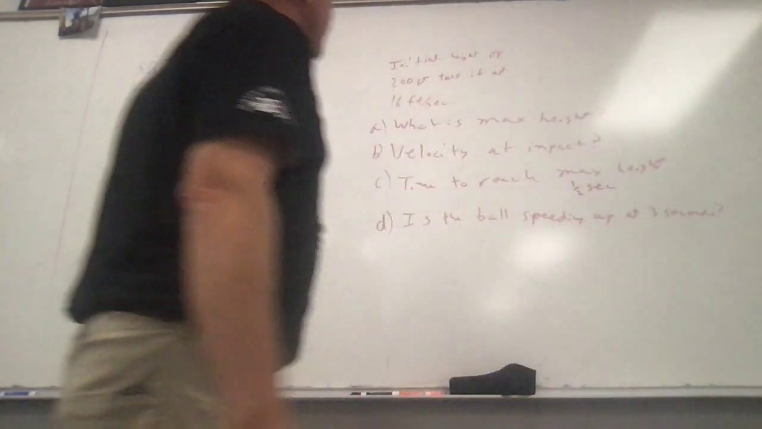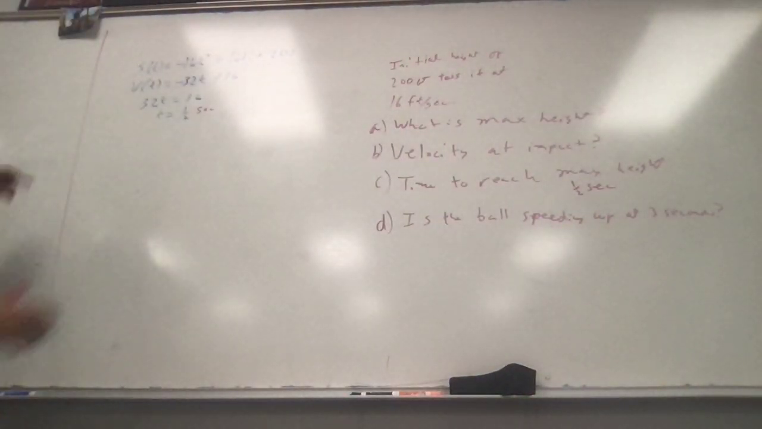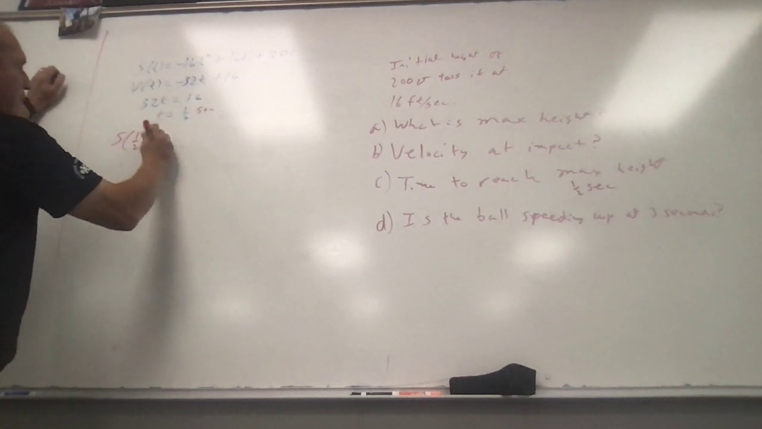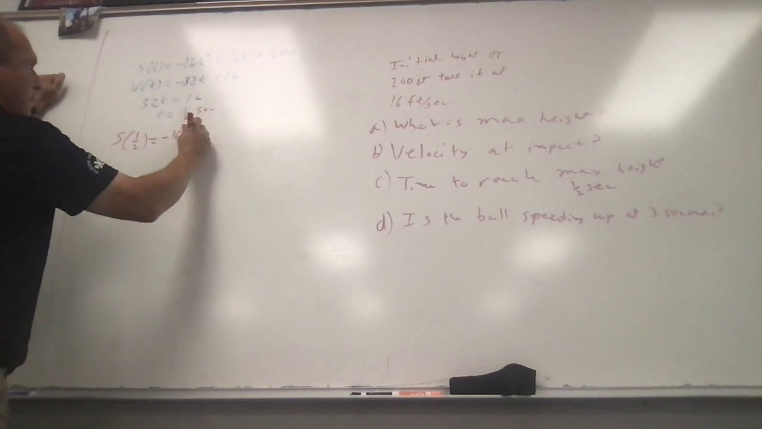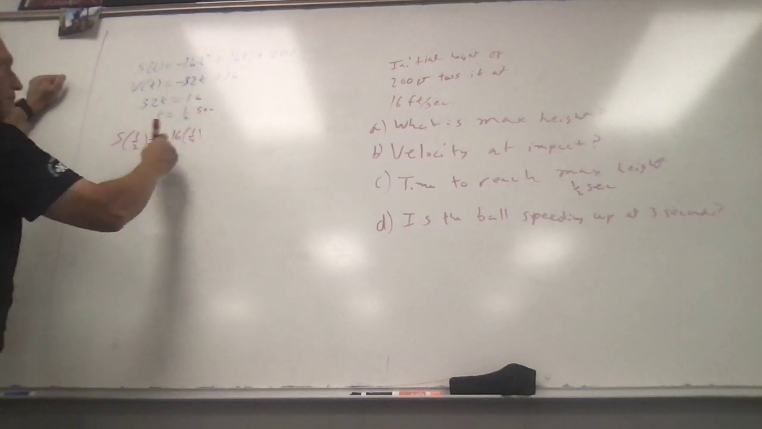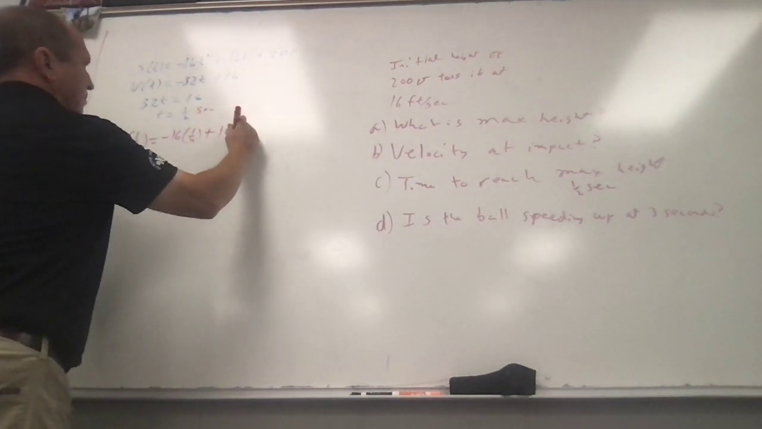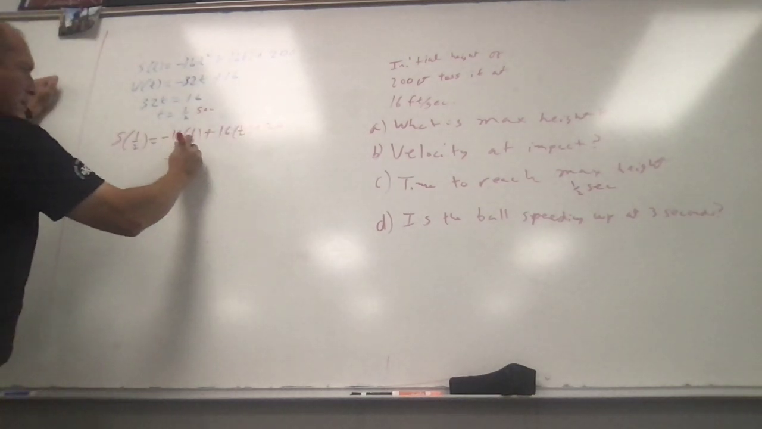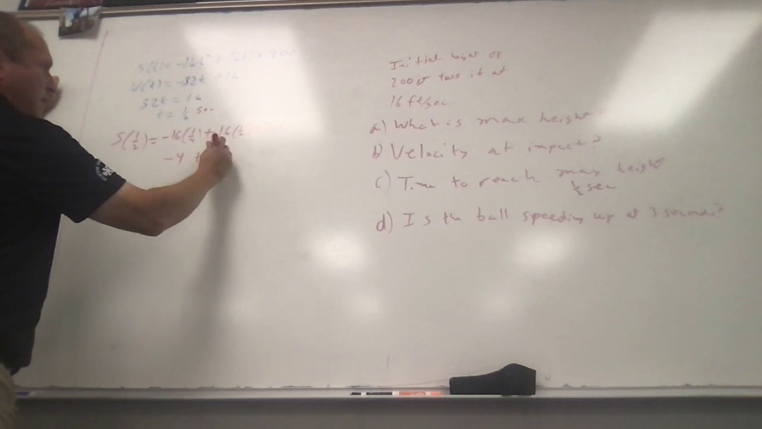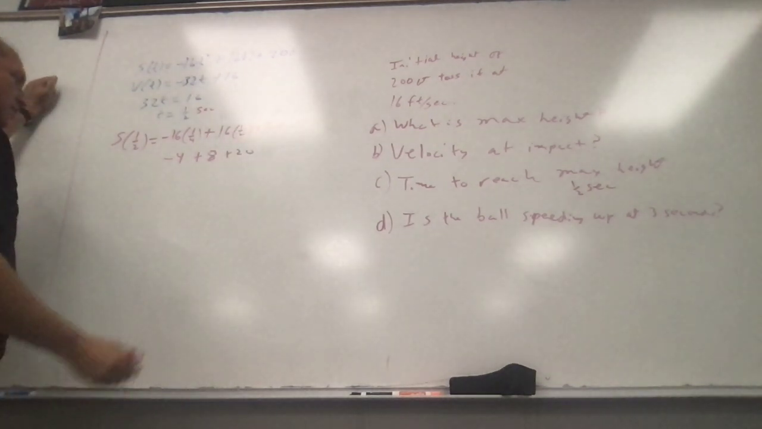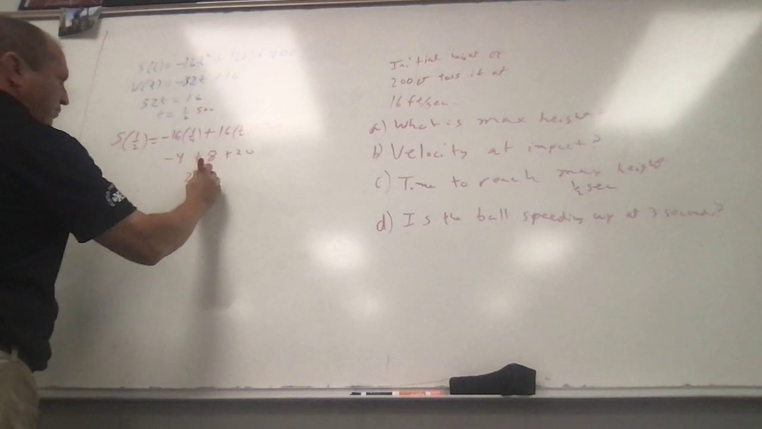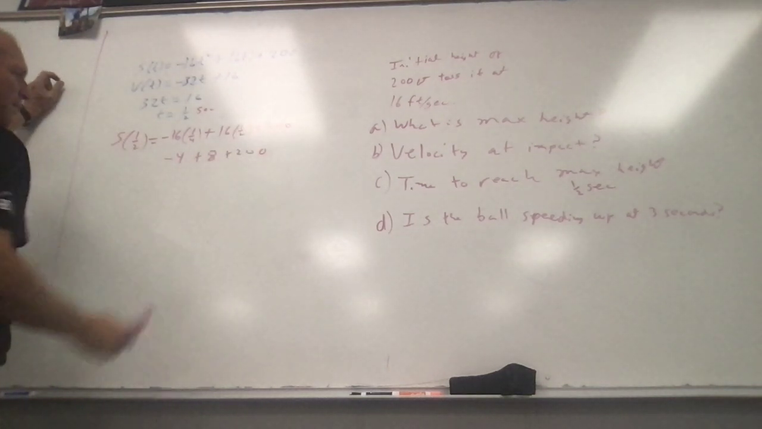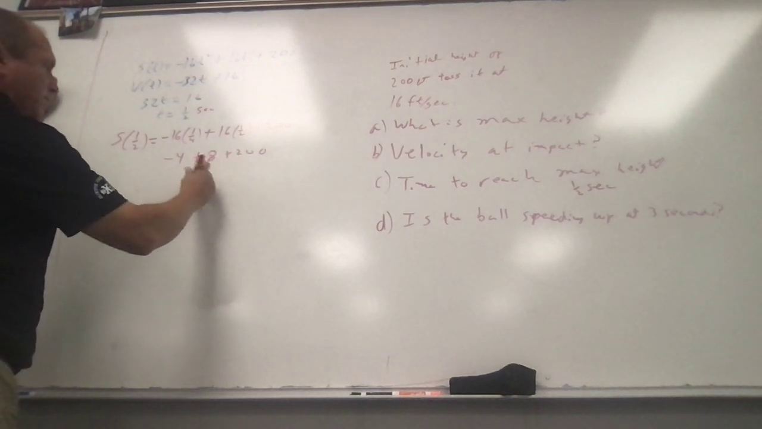All right, what is the maximum height? Well, we need to know the position at 1/2 second, right? So it's S of 1/2 equals negative 16 times 1/4 plus 16 times 1/2 plus 200. So it's negative 4 plus 8 plus 20. So that's 4 plus 20, which is 24. 200, sorry. So that's 200, 204.